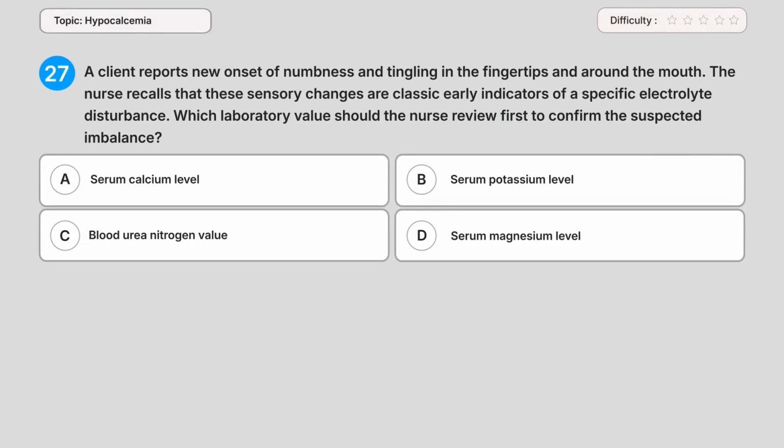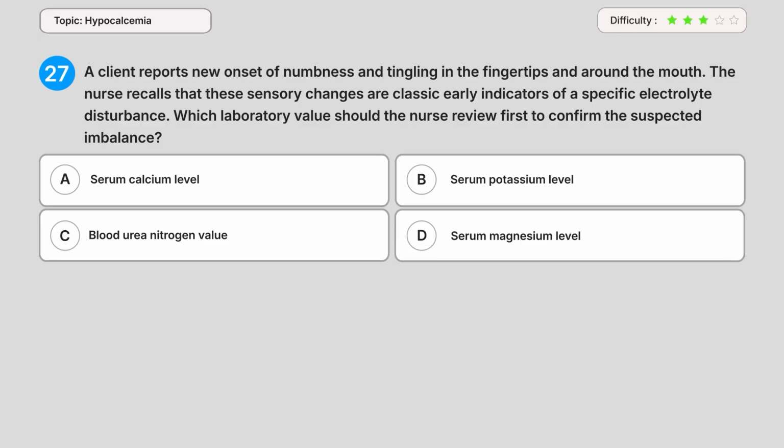27. A client reports new onset of numbness and tingling in the fingertips and around the mouth. The nurse recalls that these sensory changes are classic early indicators of a specific electrolyte disturbance. Which laboratory value should the nurse review first to confirm the suspected imbalance?